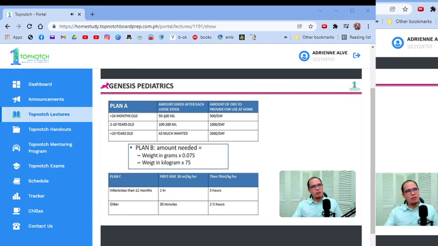If less than 2 years old yung bata, mami, mga 50 to 100 ml ang kailangan nyo ibigay ng oresol. So, that's roughly 2 to 3 ounces. Kapag 2 to 10 years old, mami, mga 100 to 200 ml. So, that's around 3 to 6 to 7 ounces. And pag more than 10 years old, as much as they want. So, di ba mas madali? So, after each loose stool, this is the amount of oresol that you should be replacing.